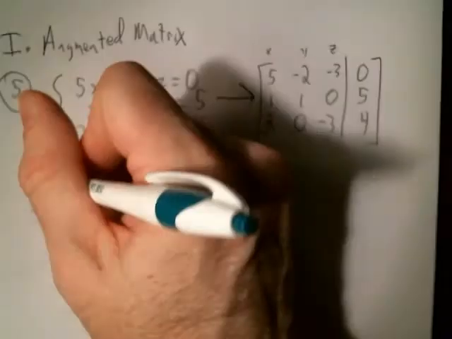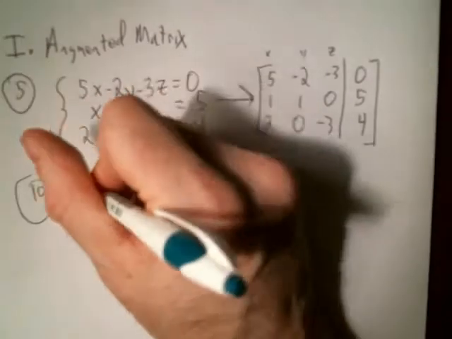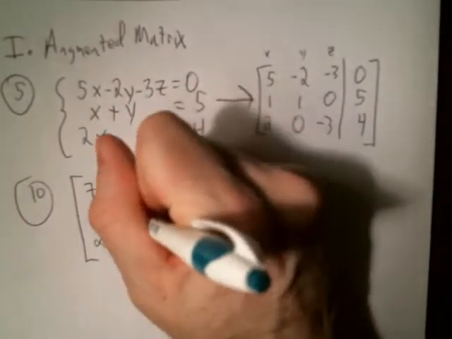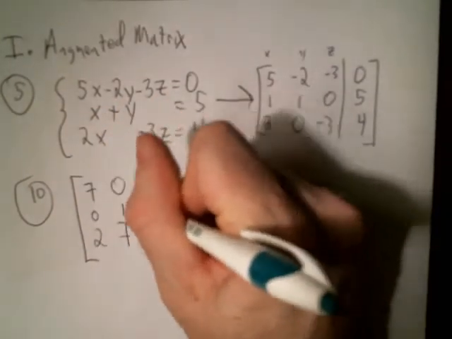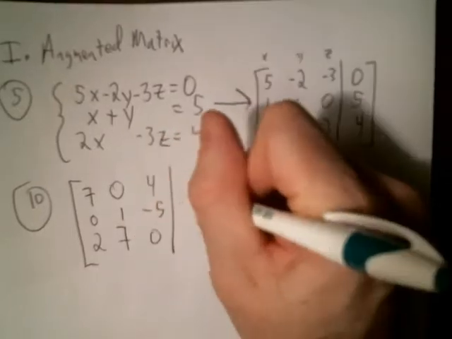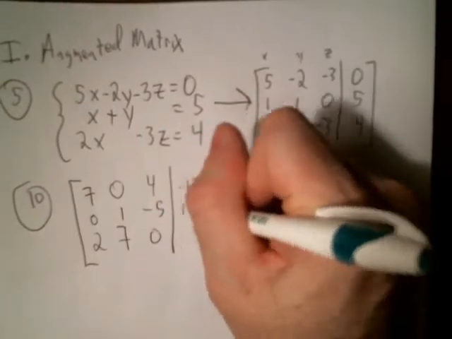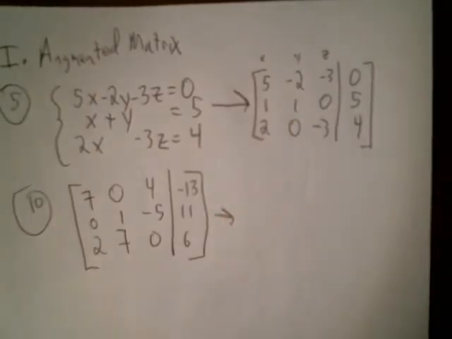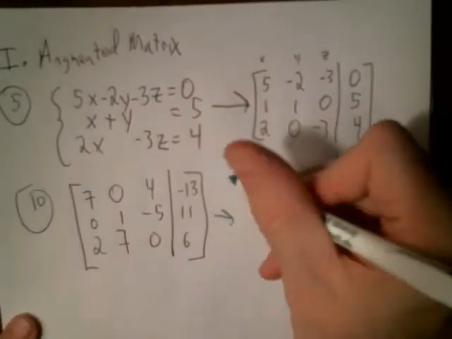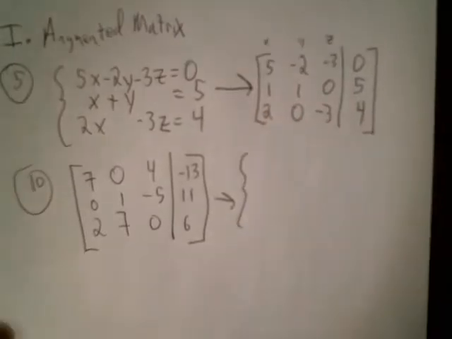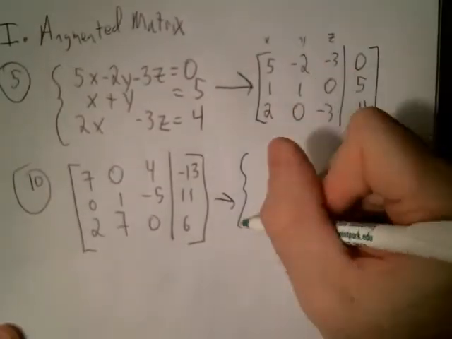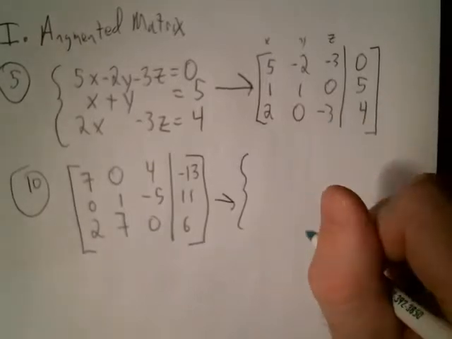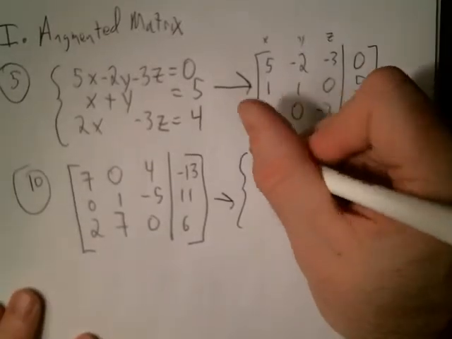All right, so anyways, let's look at going in the other direction. So you have 7, 0, 2, and then 0, 1, 7, and then 4, -5, 0, and then -13, 11, 6. Okay, so we want to convert back into our familiar form, which will be helpful at the end of this process. You'll want to convert it back and then maybe do the back substitution there. You don't always have to do that, but okay, anyways.